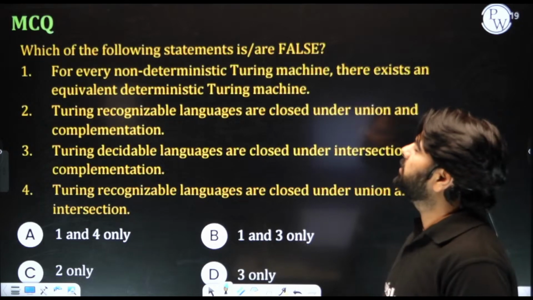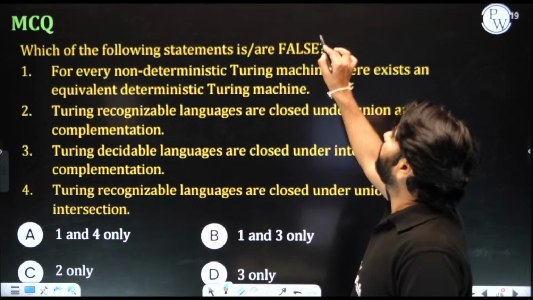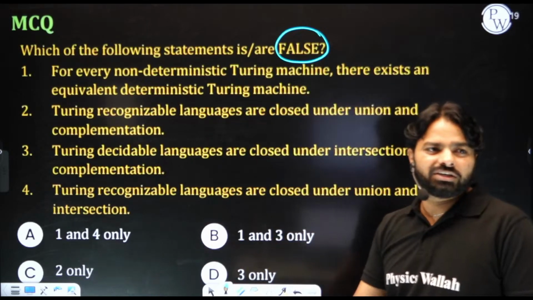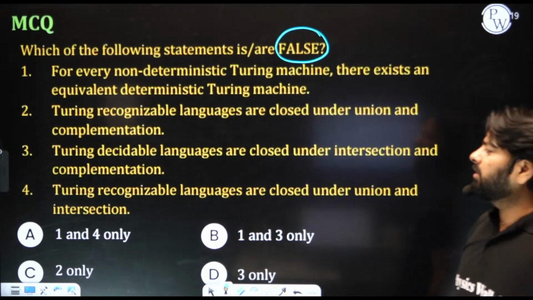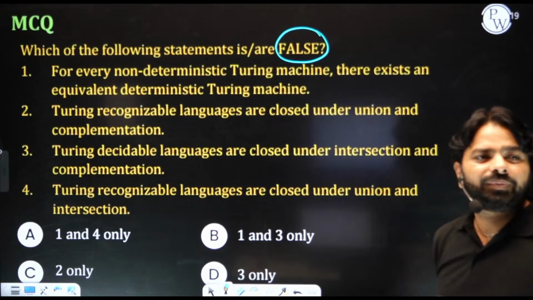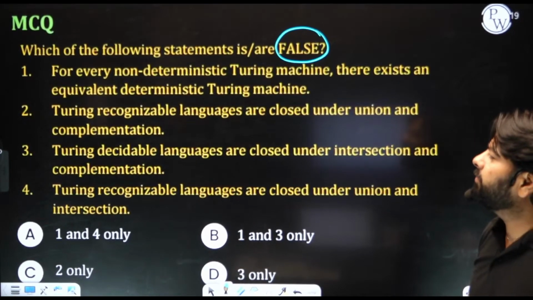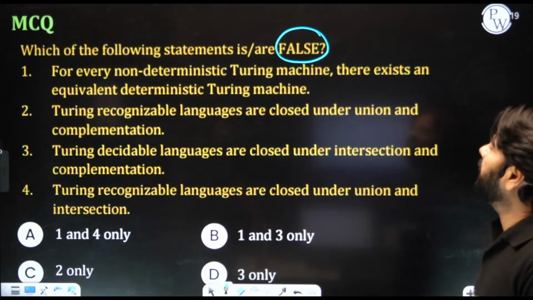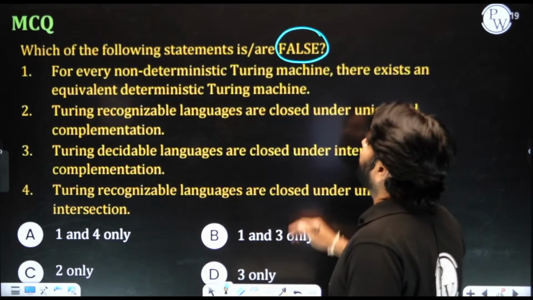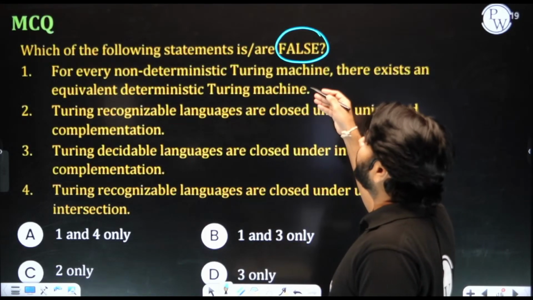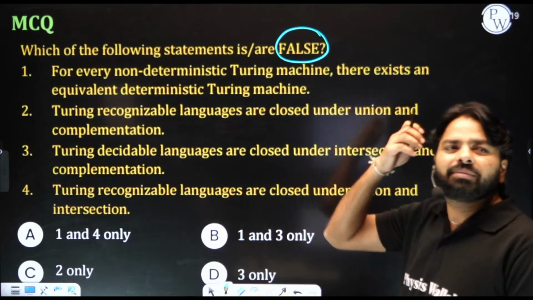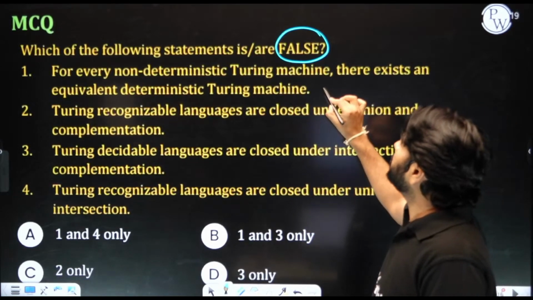Can you try this? Which of the following statements are false? See how easy the questions from undecidability are. First one, for every NTM there exists an equivalent DTM. Yes, they are equivalent, right? Every NTM you can convert to a DTM, every DTM you can convert to an NTM. So this is true.